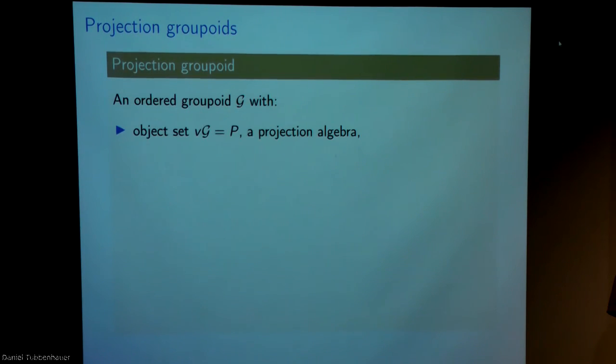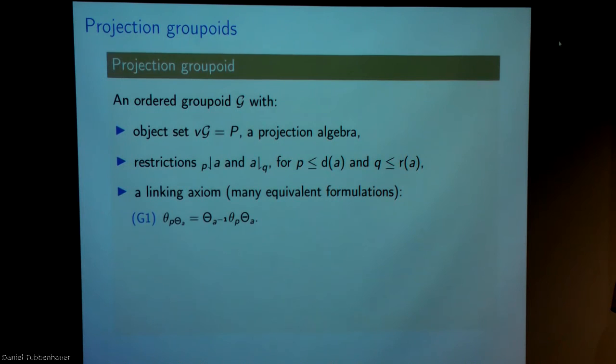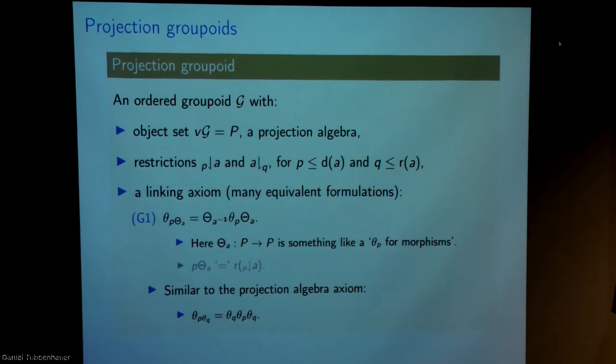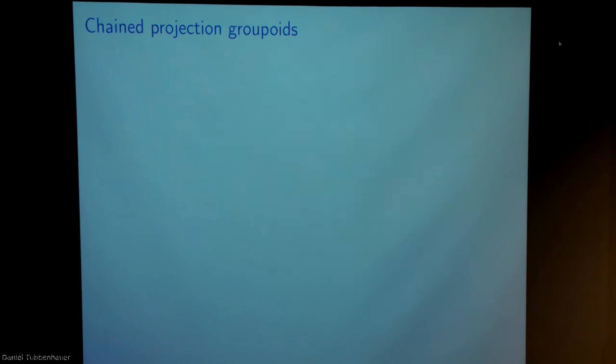So basically, I'll try and give you the 2-minute version of the theorem, which is that you start with an ordered groupoid that has a projection algebra for its object set. We have some axiom that links the structure of the projection algebra with the ordering in the groupoid. It's too technical to really say explicitly, but it's a little bit like one of those projection algebra axioms. The epsilons that allow us to form the total product on our groupoids come from these chain groupoids.